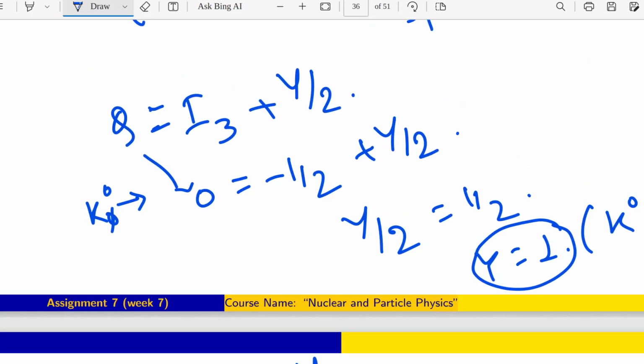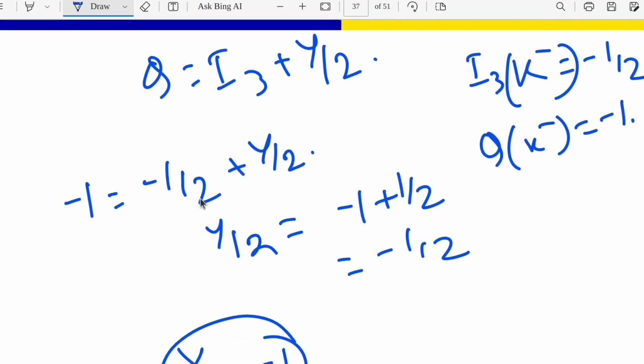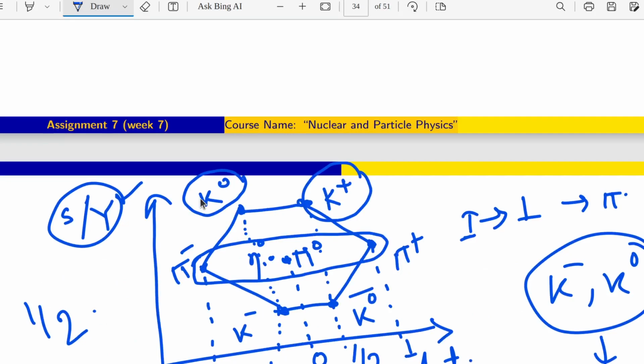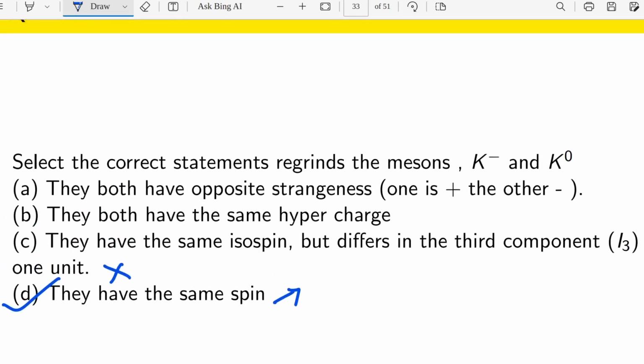So for K0, the Y value is 1, and for K minus, Y is minus 1. That means the hypercharge is not the same. So the statement that they both have the same hypercharge is not correct. Okay.